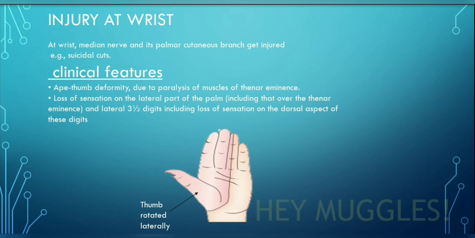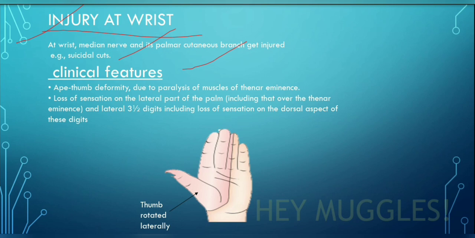Now comes the injury at the wrist. So we studied that injury of the median nerve in the carpal tunnel would cause carpal tunnel syndrome, right? So now comes the injury at the wrist. At the wrist there can be injury to your median nerve and its palmar cutaneous branch as well. We previously saw that in the carpal tunnel only the median nerve that passes deep to your flexor retinaculum is injured, and the palmar cutaneous branch of your median nerve, which is the superficial branch, is not injured.